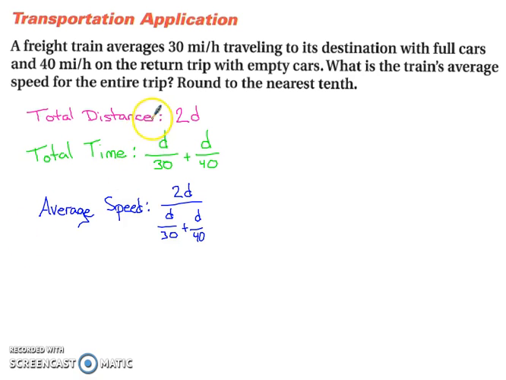So here's the breakdown. Your total distance is 2d, because you're going there and back. And then your total time, you're going to have d divided by 30 plus d divided by 40 for the train going there and the train coming back. Now the average speed is when you take your total and divide it by the sum of your parts. So we've got this right here. So we've got our total on the bottom here, and we're going to find our average speed.